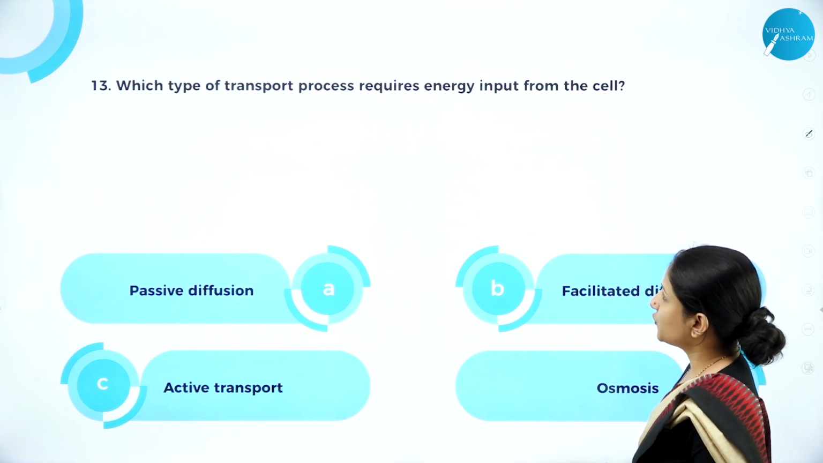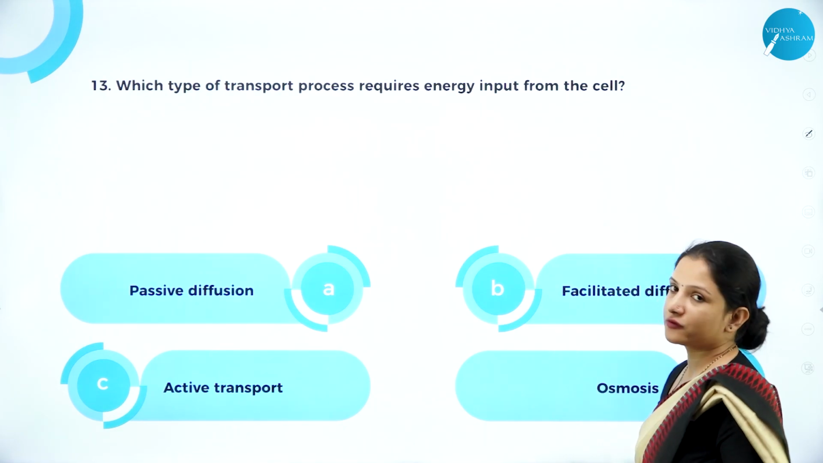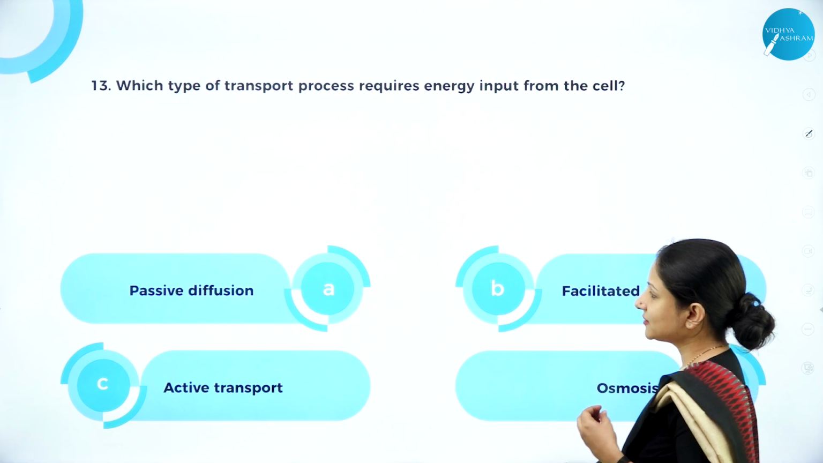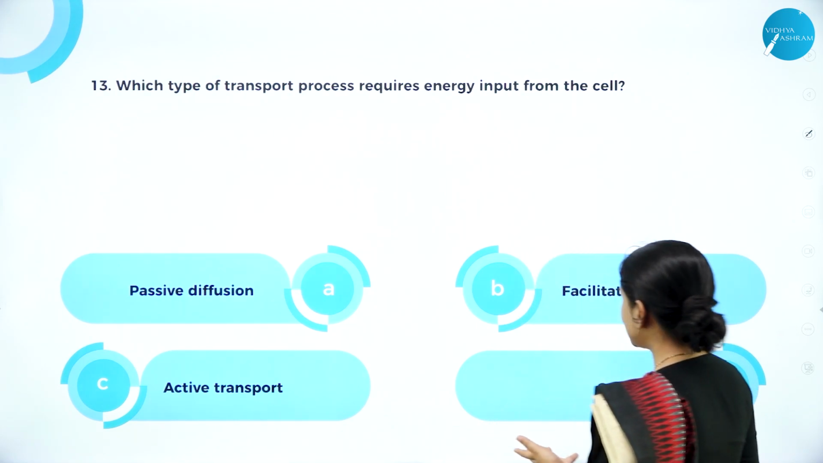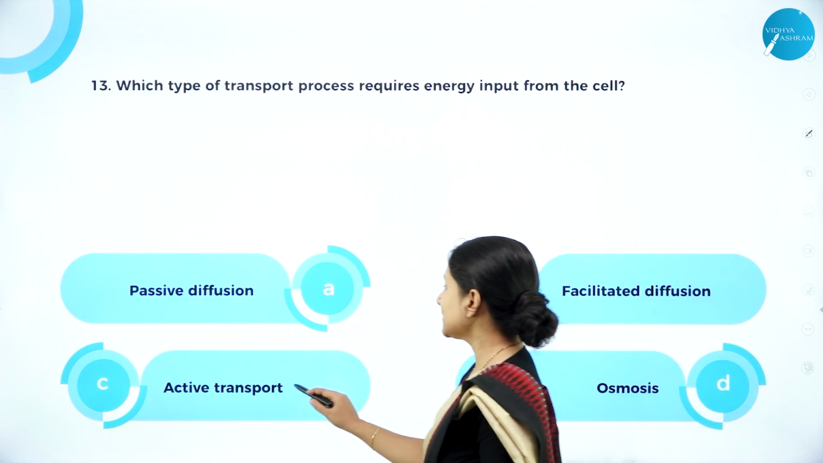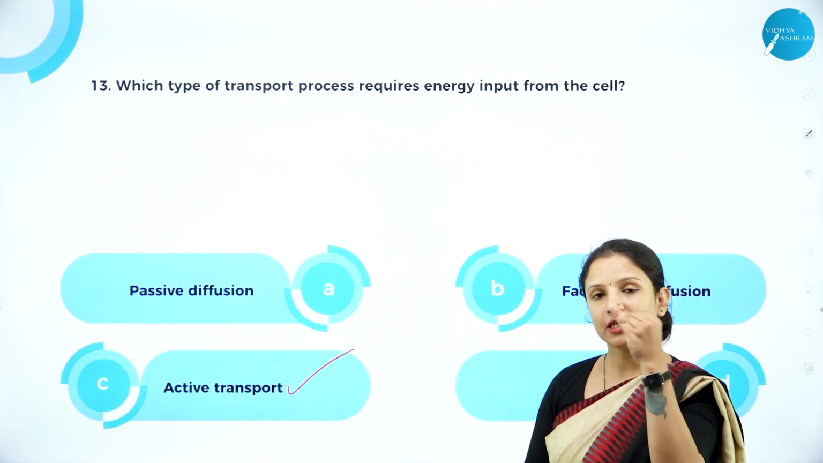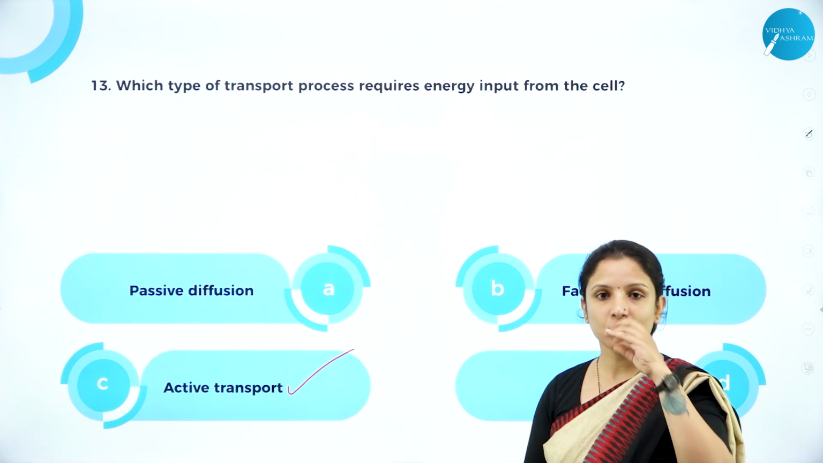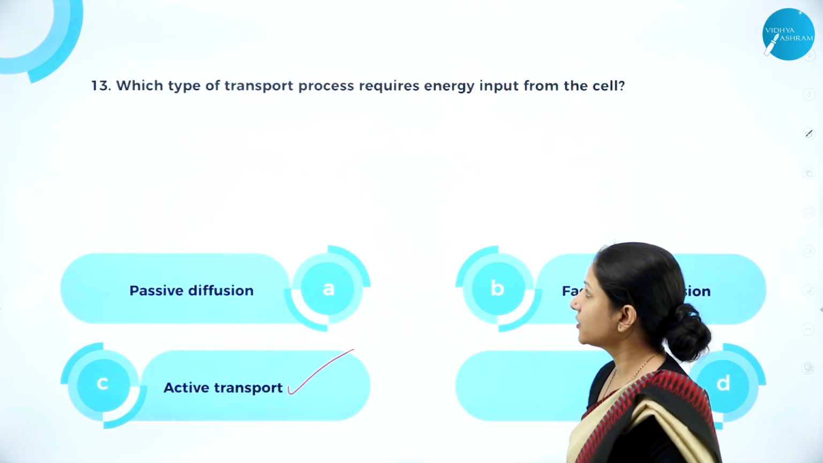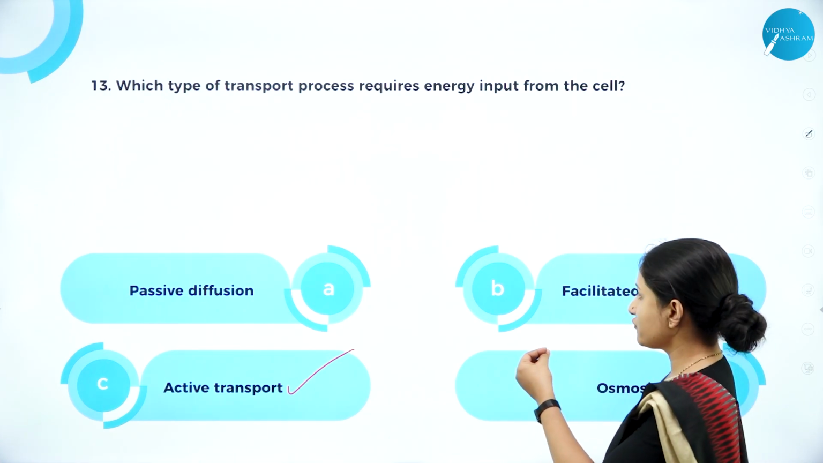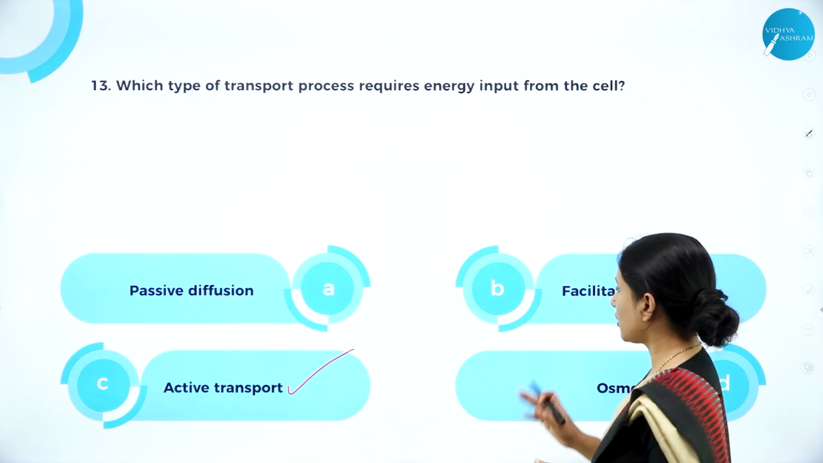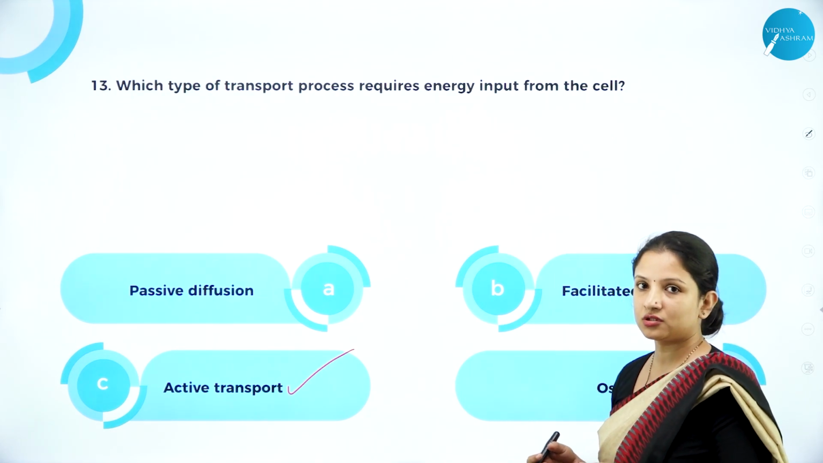Which type of transport process requires energy input from the cell? Passive diffusion, facilitated diffusion, active transport. It is active transport. So, any type of transport of molecules into the cell and out of the cell which requires energy is called active transport. So, passive diffusion or facilitated diffusion is not the right answer, neither osmosis.